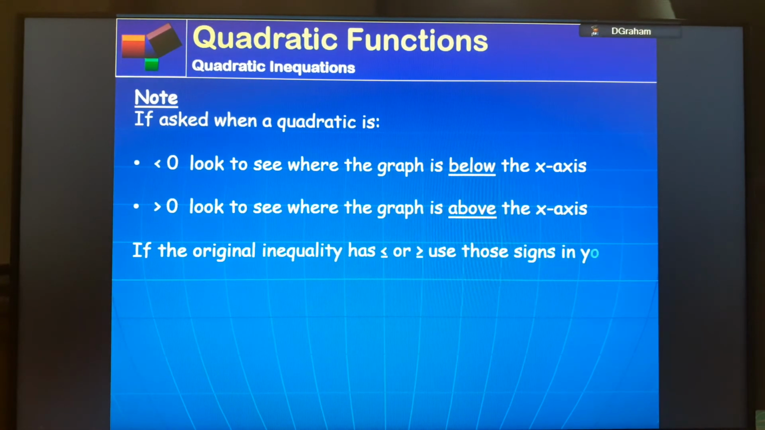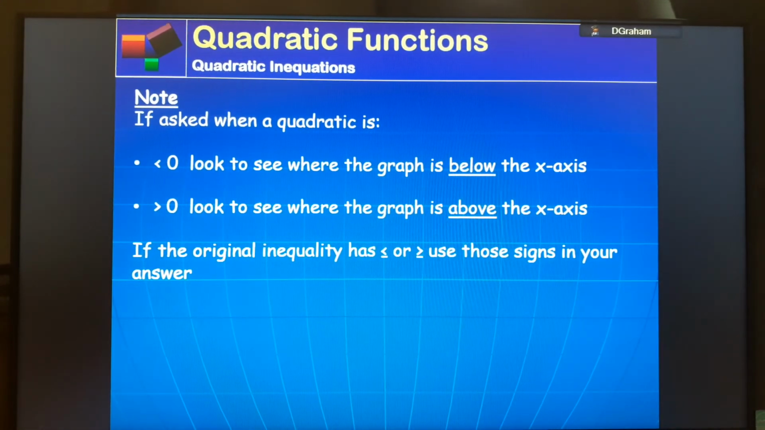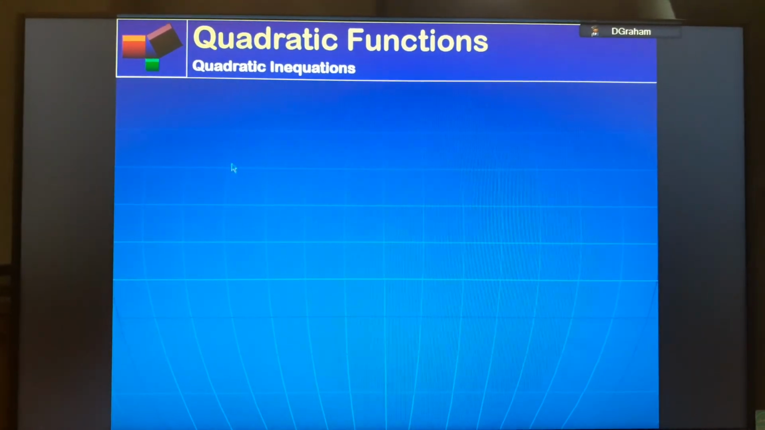If in the original inequality that you're given, it's a less than or equal to or a greater than or equal to, then we use those signs with the equal part in the answer as well. Okay? And that's us. So that's how you solve a quadratic inequation.